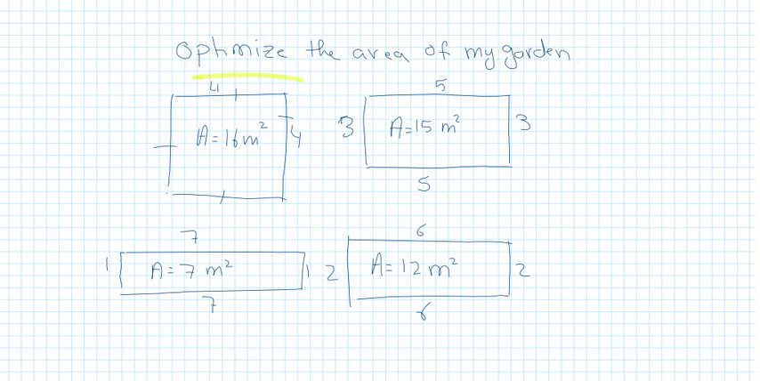Now, is this going to be always the case, or is it going to be only in this case? It's going to be always the case. So always, the square is your optimal shape. We call that the optimal shape, okay? So the square is the optimal shape. It's going to give you the maximum area, okay?